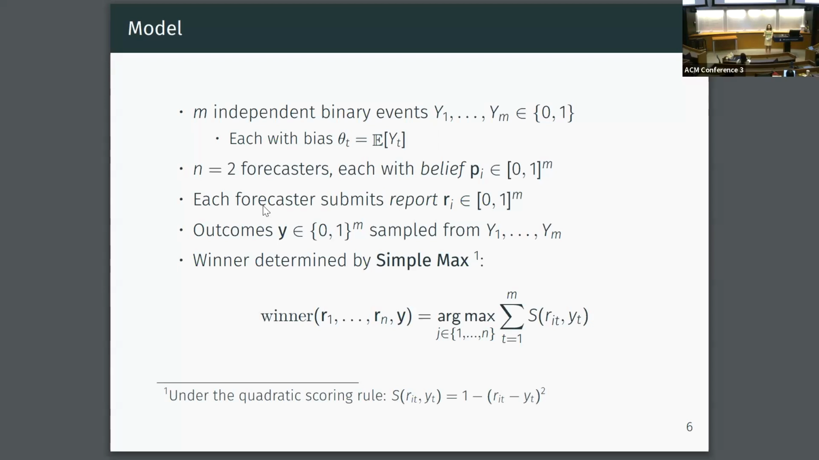So here I've just written what I said in words before. We simply take the sum of a proper score over each report and outcome and choose the forecaster who achieves the max. And just 2 small notes: in our research, we consider the quadratic scoring rule, which is very standard in this literature. And if this argmax set has more than one forecaster, then we just pick someone from that set with equal probability.